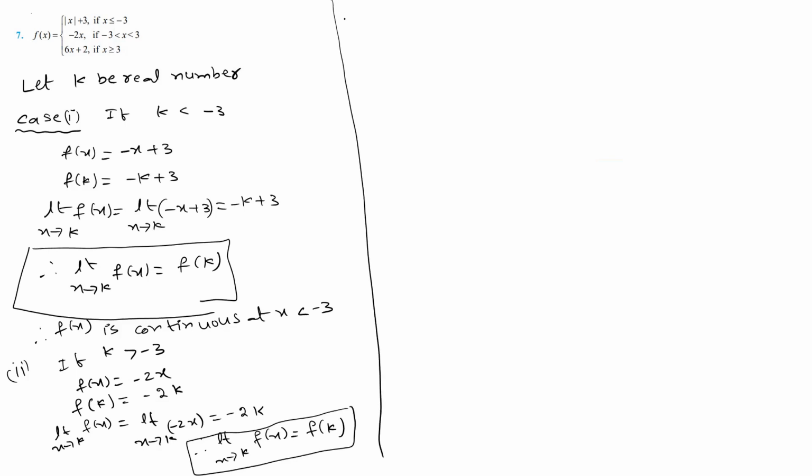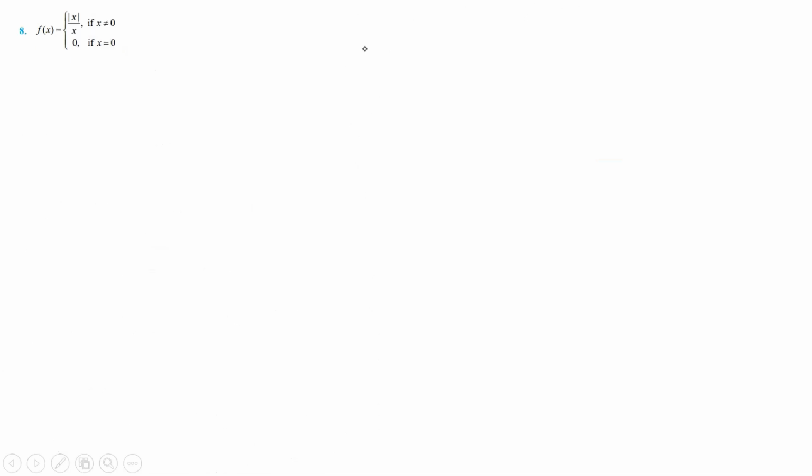So f of x is continuous at x greater than minus 3. Next, the third case is k is equal to minus 3. So k is equal to minus 3 means for this function we have to take the left hand limit and the right hand limit.